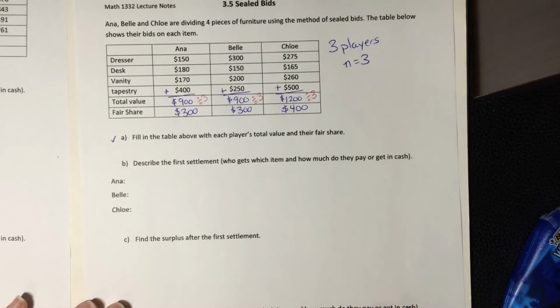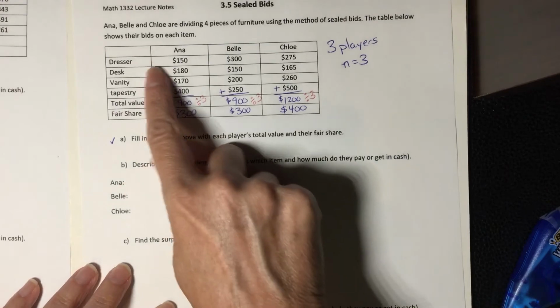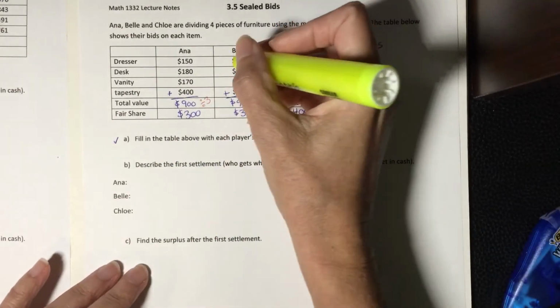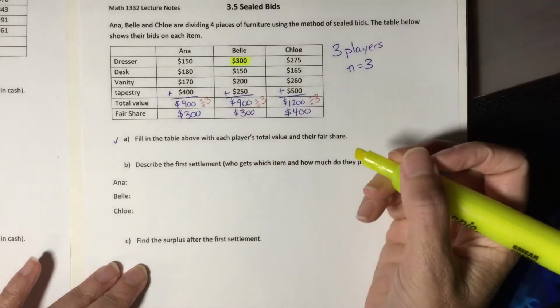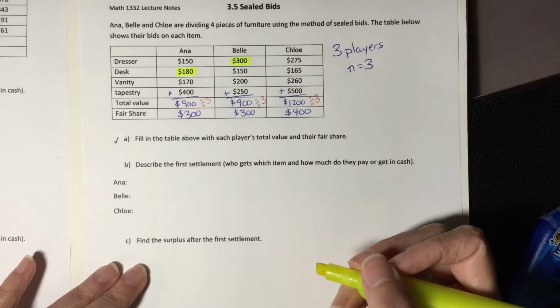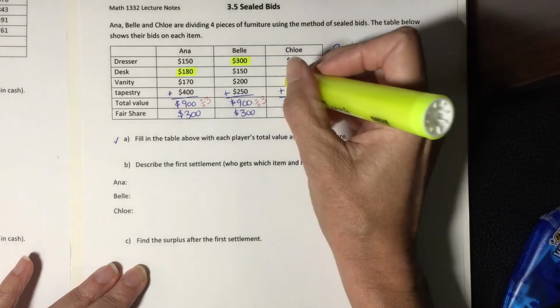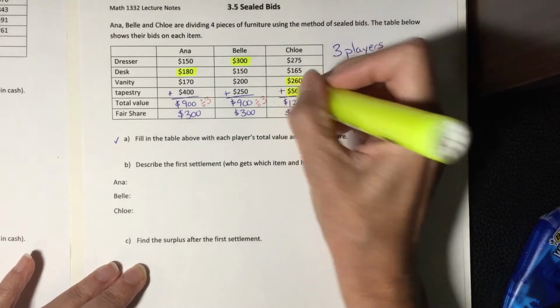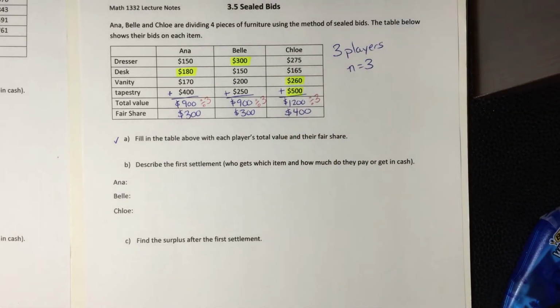All right, so here's where we start to allocate what everybody gets. This is what we call the first settlement. If we look across at the dresser, we want to see who bid the highest, and we can see that that's Belle. For the desk, it looks like it was Anna. For the vanity, it looks like it was Chloe. And for the tapestry, it looks like it was Chloe.